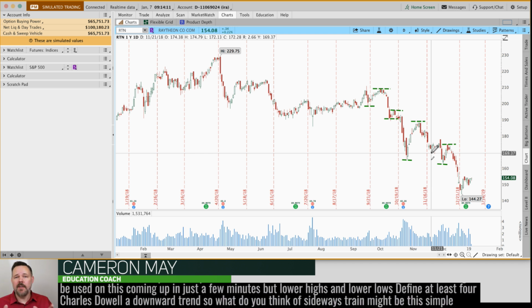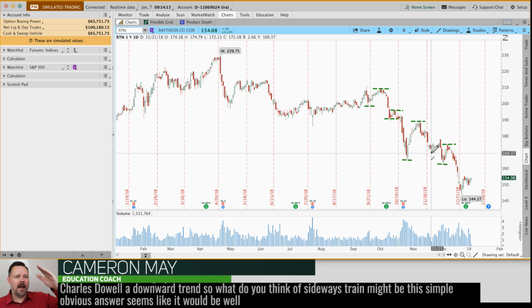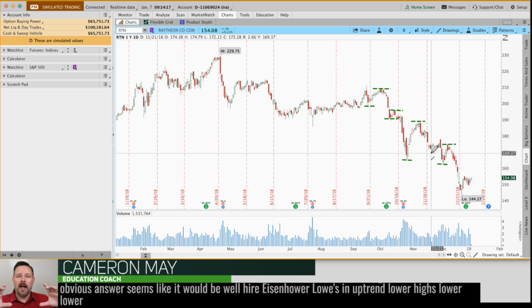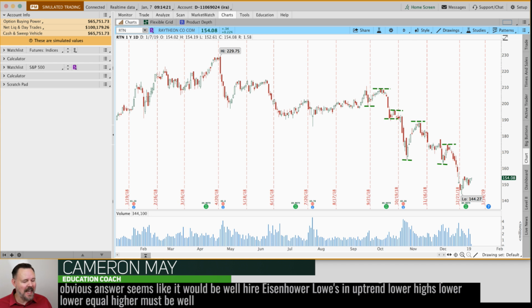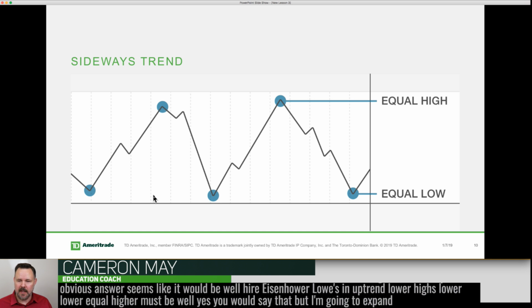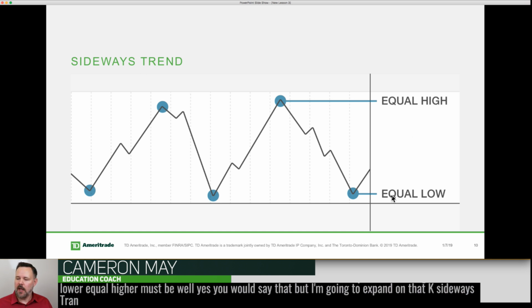The simple, obvious answer seems like it would be, well, higher highs and higher lows is an uptrend, lower highs and lower lows is a downtrend, so equal highs and equal lows must be a sideways trend, right? Well, yes, you would say that, but I'm going to expand on that, okay? Sideways trend, equal high and equal low.